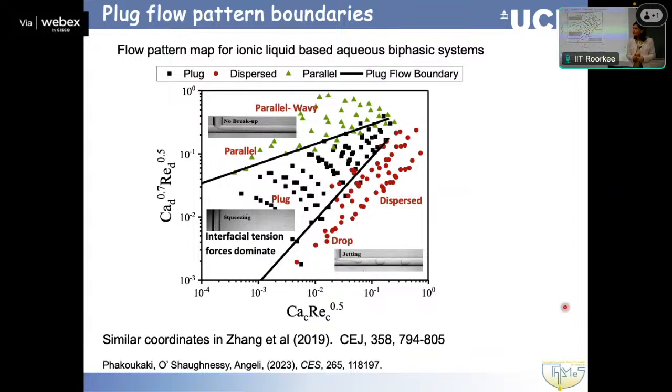Yes. How do we decide these coordinates? Okay, so there are a lot of ways to do that.